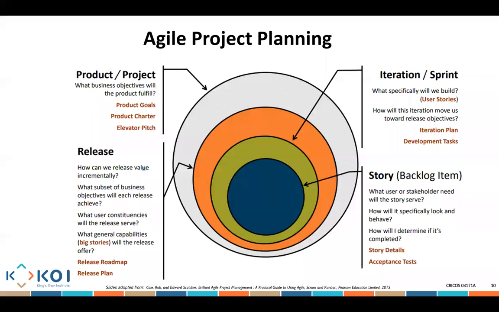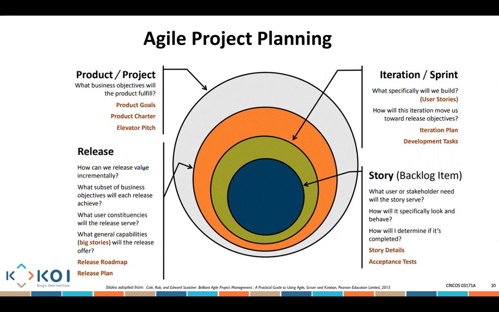The release is how can we release value? Oh, what's the word? Incrementally. Because we're going to deliver these things, and then these things, and then these things incrementally. What subset of the business objective will each release achieve?